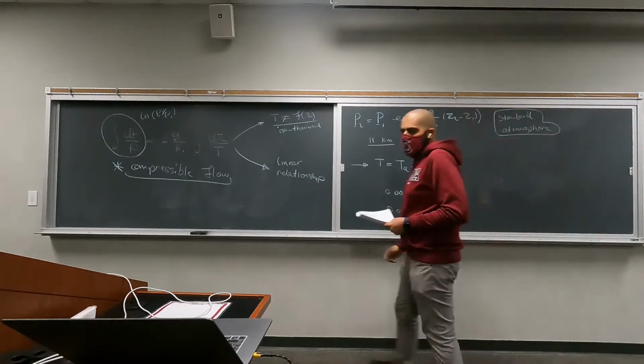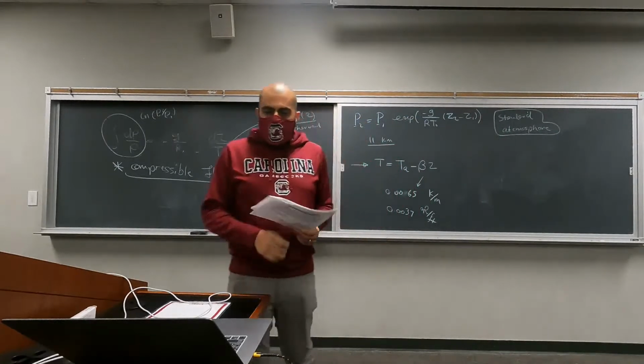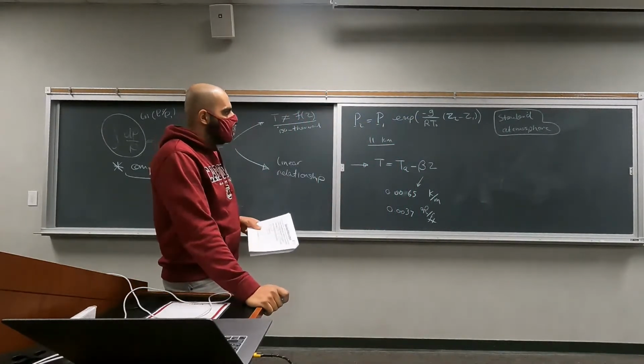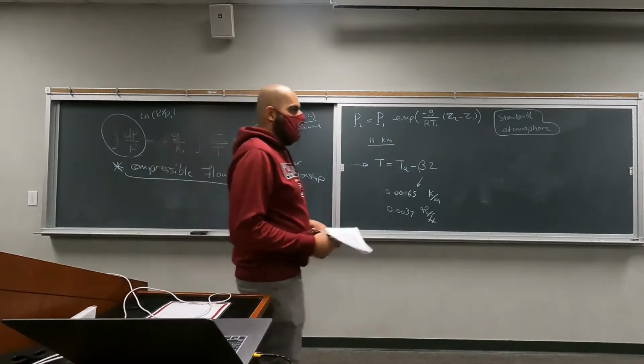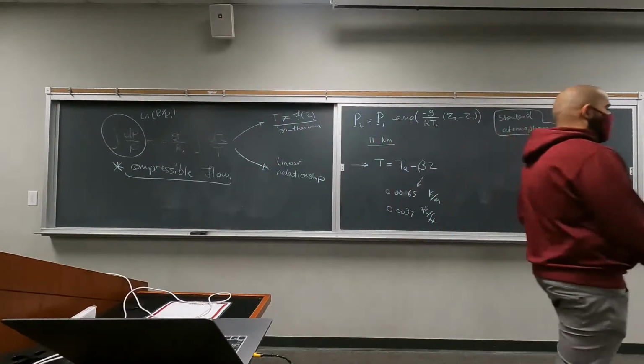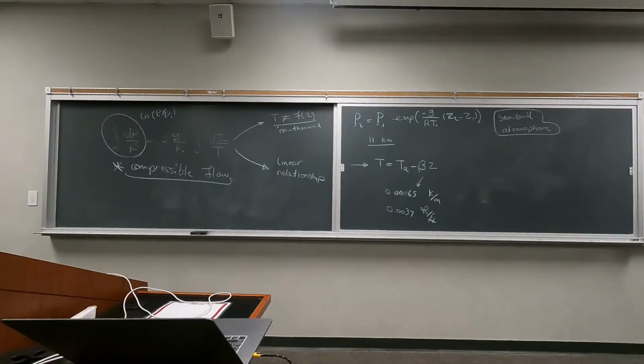Okay, it's what we call a standard atmosphere. What is a standard atmosphere? A standard atmosphere is essentially a normalization of the values you're going to get at different altitudes for temperature and other properties throughout the Earth, as a function of altitude.